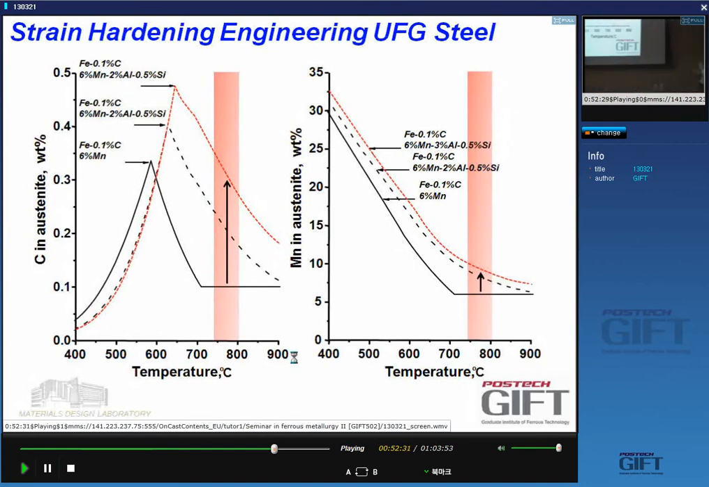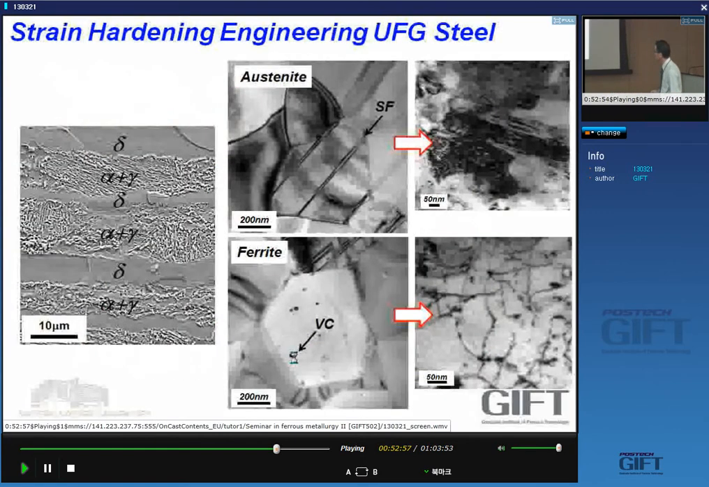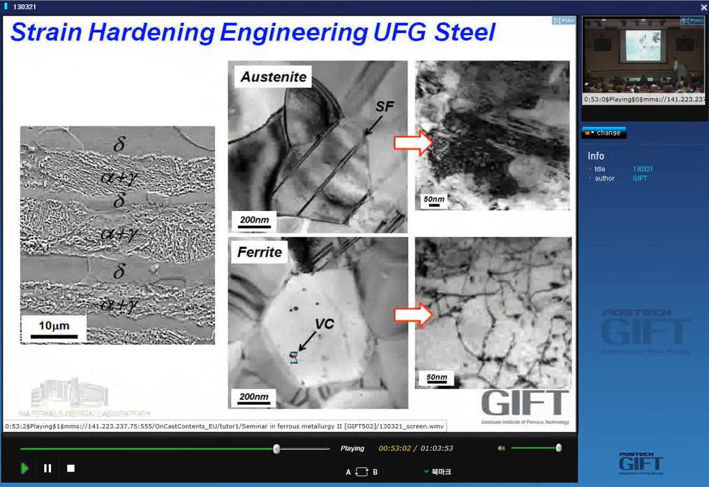Yeah? And the neat thing about these aluminum additions is you raise the carbon content at this annealing temperature, and you also raise, slightly, the manganese content. So you have a way, with the aluminum concentration, to change the composition of your retained austenite and thereby change its stability. Yes? So again, you can look at this microstructure. The ultrafine austenite here changes into martensite as you deform it. The ferrite just does what it normally does.